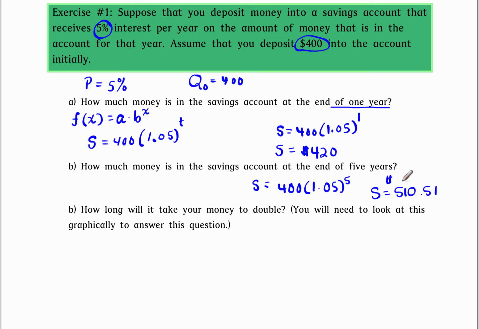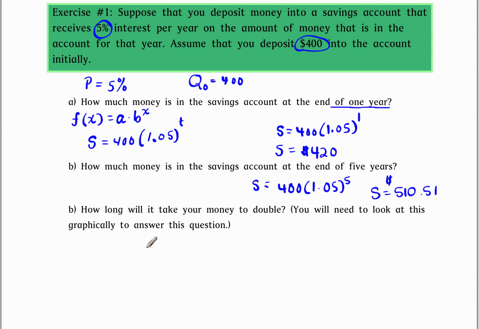Now, for this next one, we talked about this in class the other day, about how long it should take your money to double if you have a good investment. Maybe you remembered my answer. But anyway, how long will it take your money to double? We're going to have to look at a graph to answer this question because you don't know how to solve it algebraically yet. That's the next chapter.